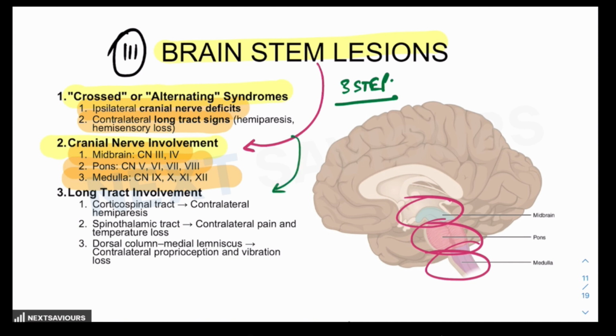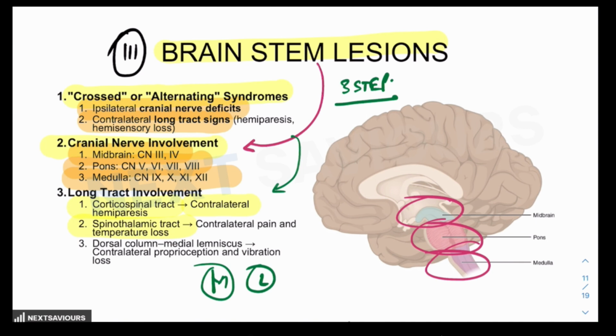And finally, once you have located where exactly the lesion is, it is time to identify whether the medial part or the lateral part is affected, and that will be decided by the long tract involvement. The corticospinal tract, which is responsible for the clinical feature of contralateral hemiparesis, is a medial tract. Similarly, the spinothalamic tract, which causes contralateral pain and temperature loss, is a lateral tract.